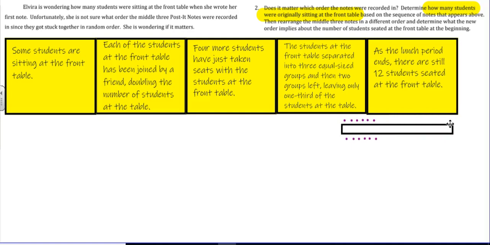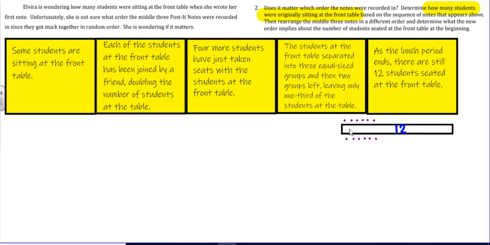So here I have the lunch table, and then I put 12 students around it. So I'm going to write down that there are 12 students at this table. And let's look at the sticky note, what happened right before that. The students at the front table separated into 3 equal-sized groups, and then 2 groups left early, leaving only 1/3 of the students at the table. That means that a lot of students left, and the remaining were 12. So 2/3 left, 1/3 stayed.